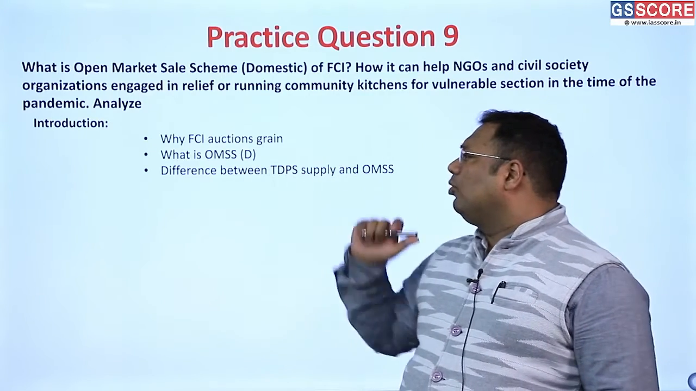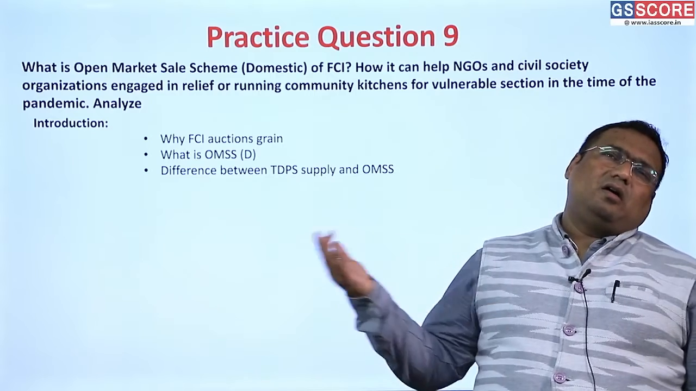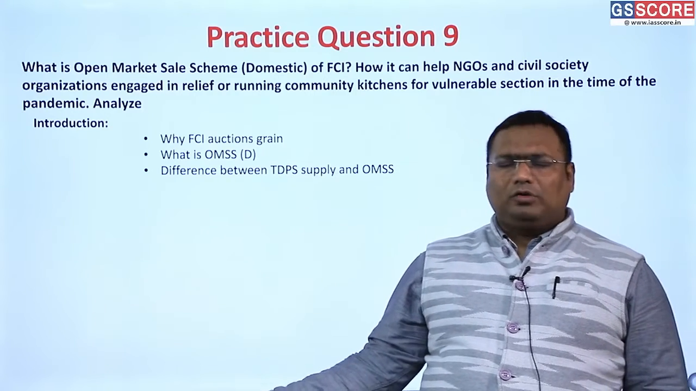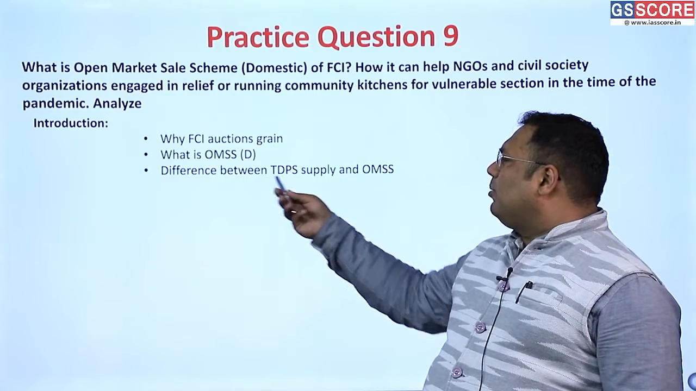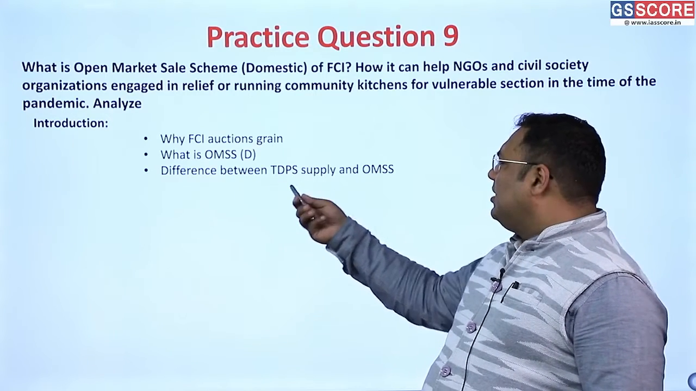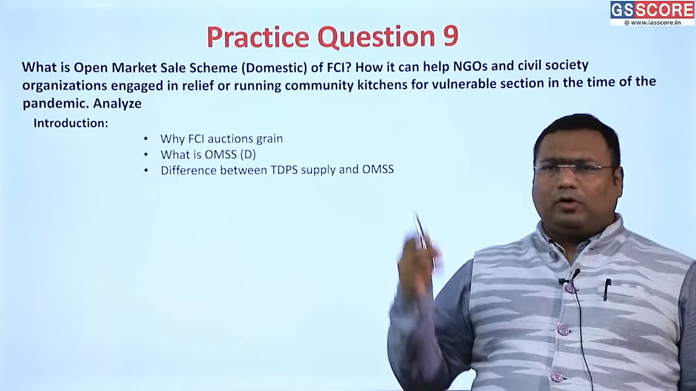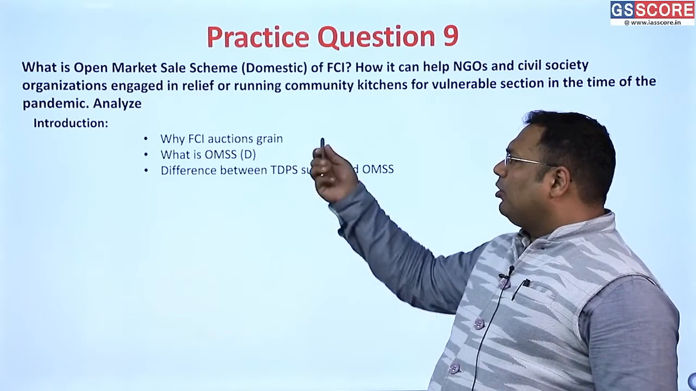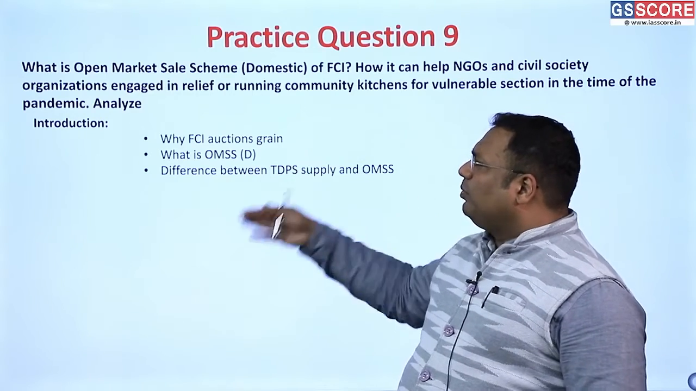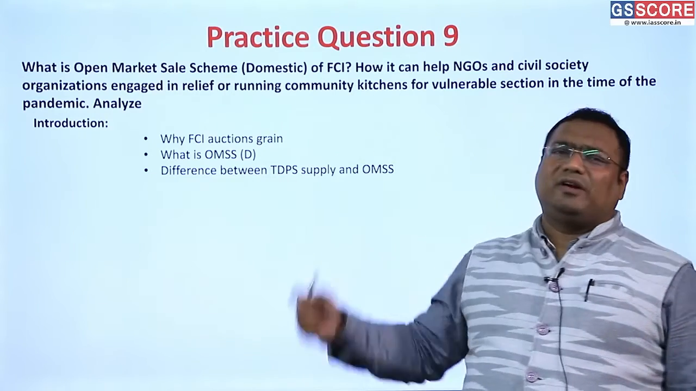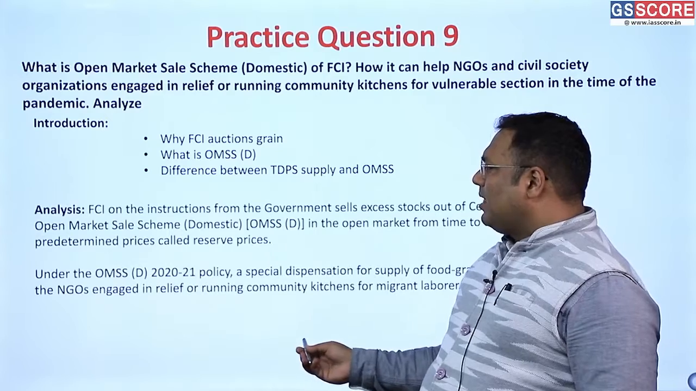Okay, so this is the role of these auctions. And then the FCI also has to offload the extra grains, so private players are also there. And then you briefly talk about the issue price sale, the TPDS supply and the OMSS. I've already covered it. So your introduction goes into that direction. And almost 50% of your answer would be this much, because not too much content is there to cover.